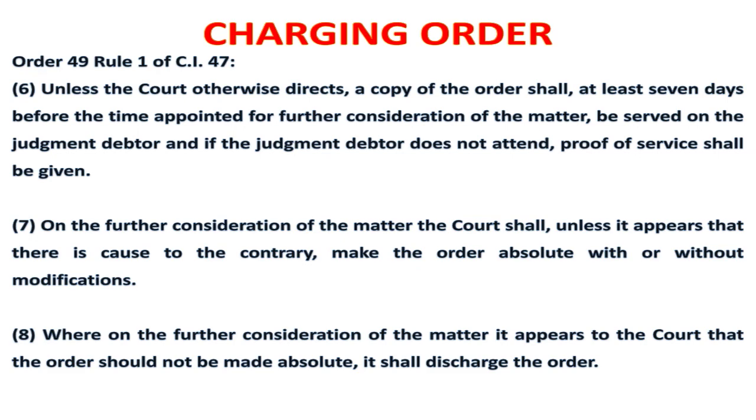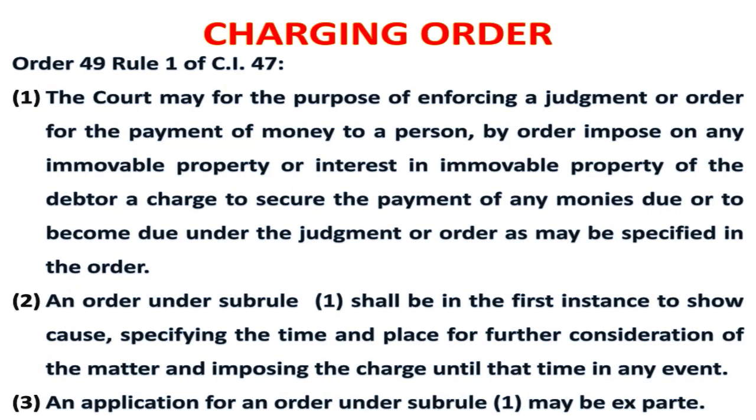What is happening over here? You remember we mentioned that when you bring the application, if you look at Order 49 Rule 1 Sub Rule 2, it says that an order under Sub Rule 1 shall in the first instance be an order to show cause, specifying the time and place for further consideration of the matter, and imposing the charge until the time in any event. Meaning that the first order that will be given will not be the one that will complete the whole creation of the charge. The first order shall be an order to show cause. When you apply to the court, the court will grant the order. When the order is granted, it shall be served on the judgment debtor, and the effect will be that the judgment debtor should show cause why the charge should not be created.